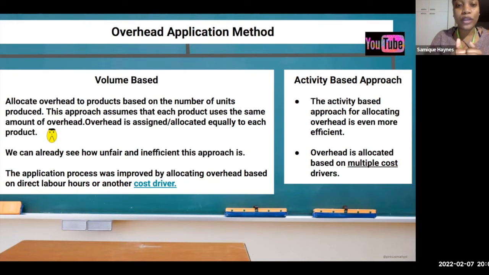And the way that we do it, we can either use a volume-based approach or an activity-based approach. Quickly, I'm going to tell you what the volume-based approach is all about. What this basically says is that you're going to use the number of units that you have made and then just allocate the overhead cost equally to each of the cakes.